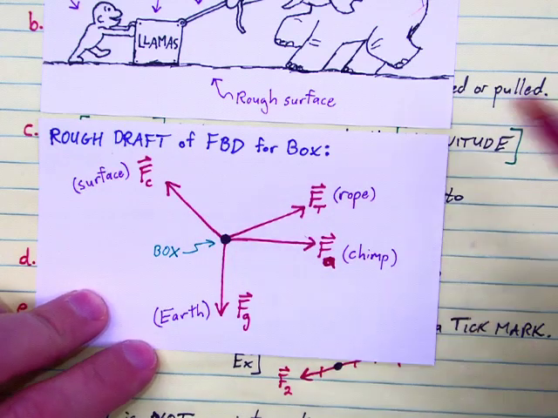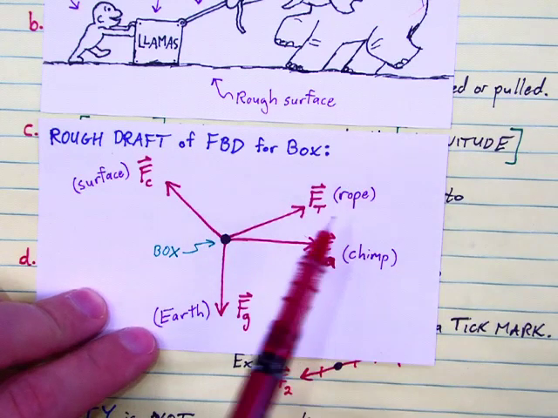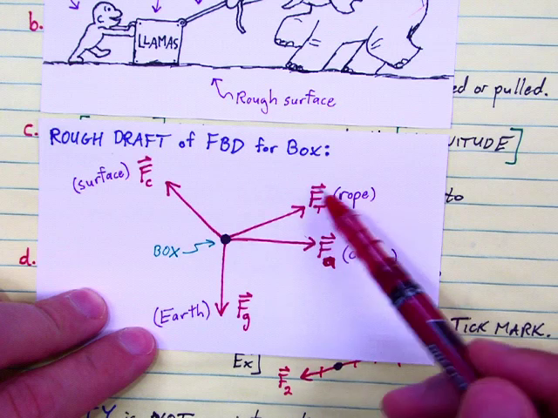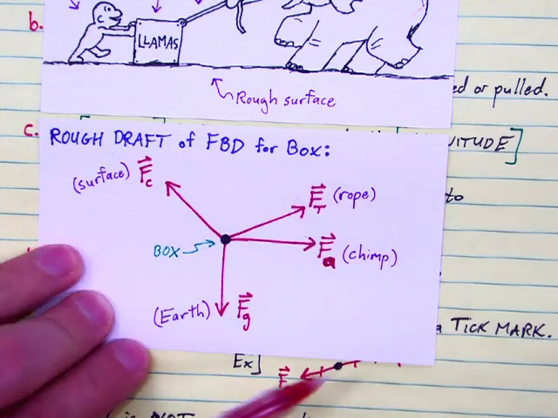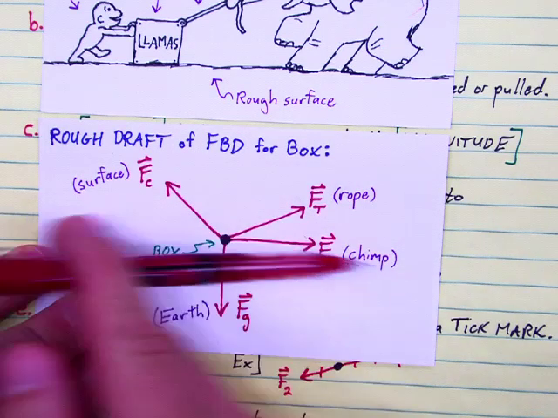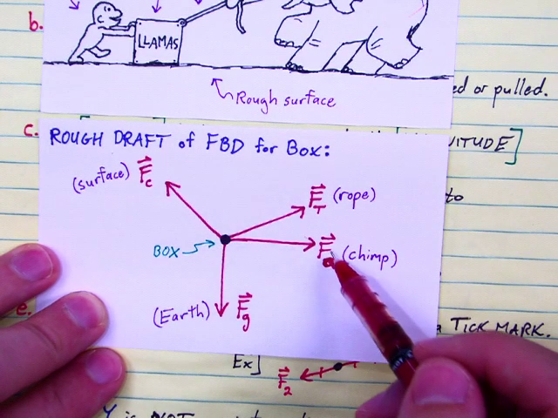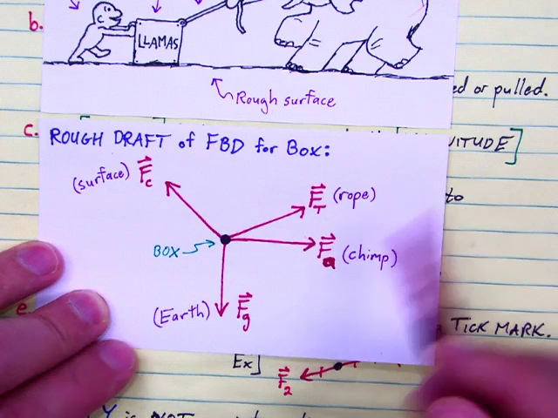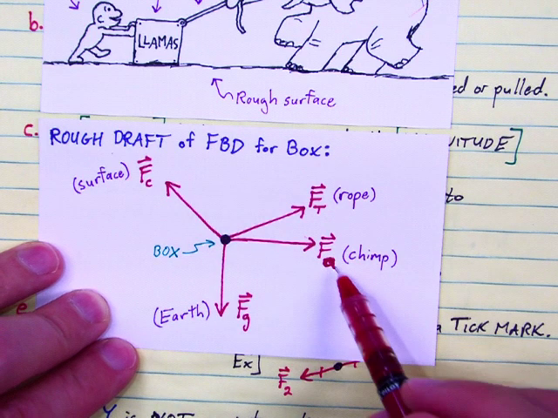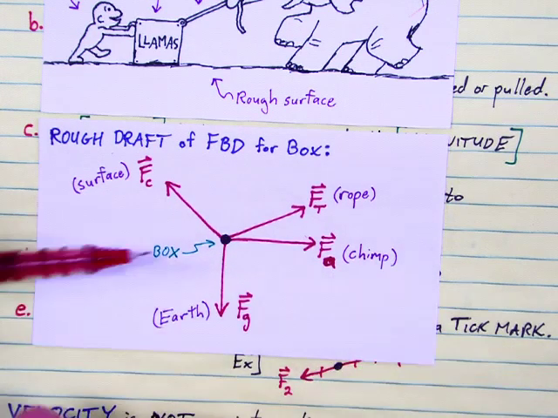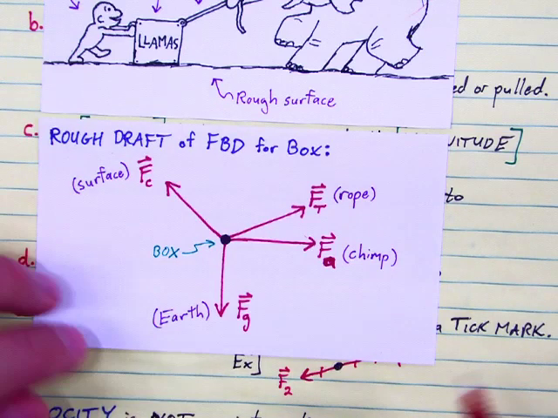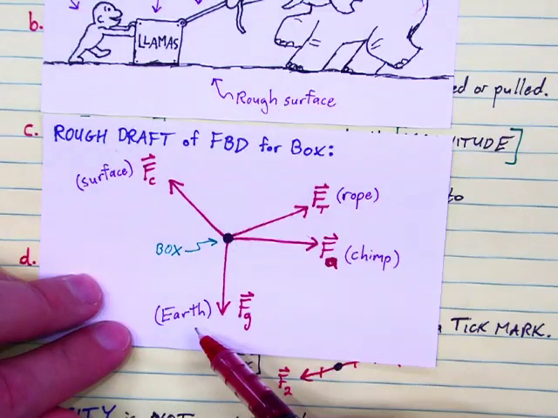There are 4 force vectors. Here is that rope pulling up and to the right with a force of tension, T for tension. Here is the chimp pushing to the right, F sub A, as in the force from the ape. We could also say this is an applied force, so A is either for ape or for applied by the chimp pushing to the right. That's contact force. Fg, force of gravity straight down from the Earth.